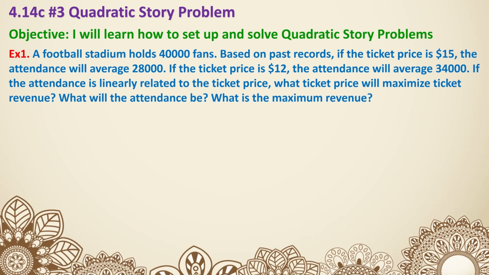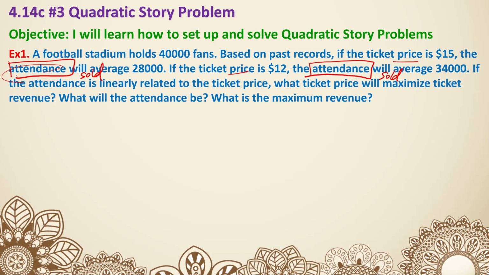A football stadium holds 40,000 fans. Based on past record, if the ticket price is $15, the attendance will average 28,000. If the ticket price is $12, the attendance will average 34,000. So the wording is slightly different. We still have the ticket price, but instead of saying tickets sold or units sold, it is using the word attendance. You just have to understand the word attendance is representing the units sold, because in order for people to attend, they have to buy the tickets. So the attendance corresponds with the amount of tickets sold.